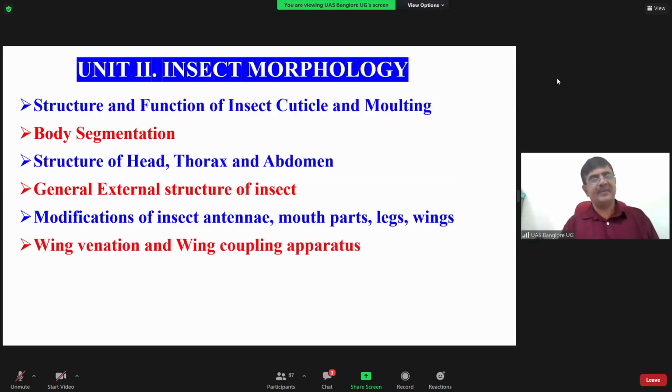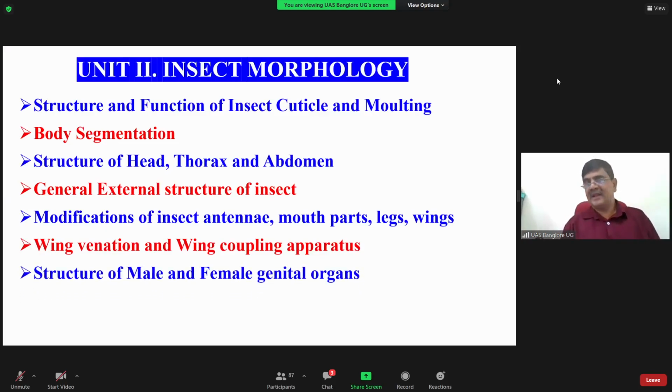And next we'll be studying the wing venation and wing coupling mechanisms that are present in the insect body. Then we'll be studying the structure of male and female genital organs that are situated in the abdomen. And insects grow by a process called metamorphosis. So we'll be studying the different types of metamorphosis and how it takes place.